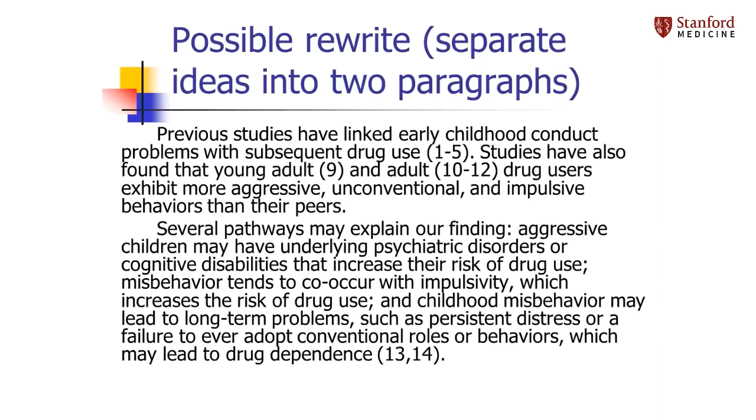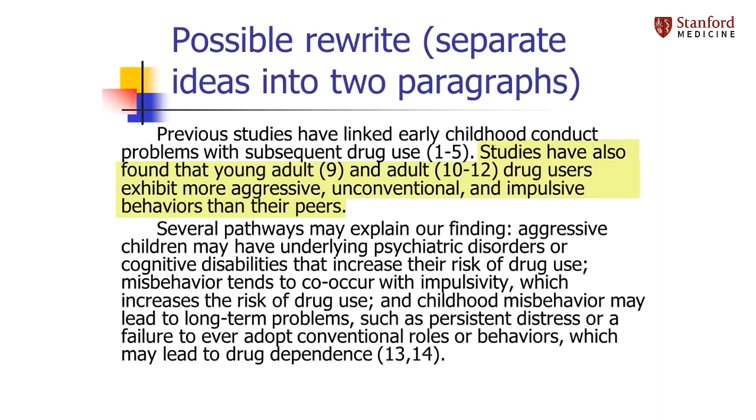Previous studies have linked early childhood conduct problems with subsequent drug use. Studies have also found that young adult and adult drug users exhibit more aggressive, unconventional, and impulsive behaviors than their peers. So I changed that around a little bit because I think the young adult and adult studies, it wasn't very clear in the original, but I think what they were saying was that there are studies that show that these things co-occur. The aggressive bad behavior co-occurs with drug use in adults.